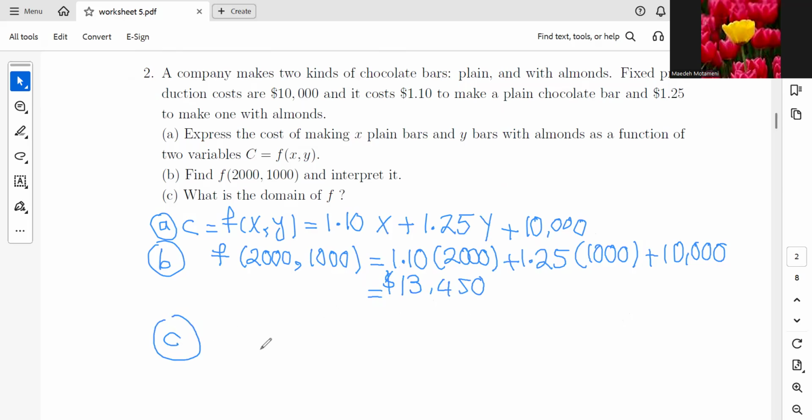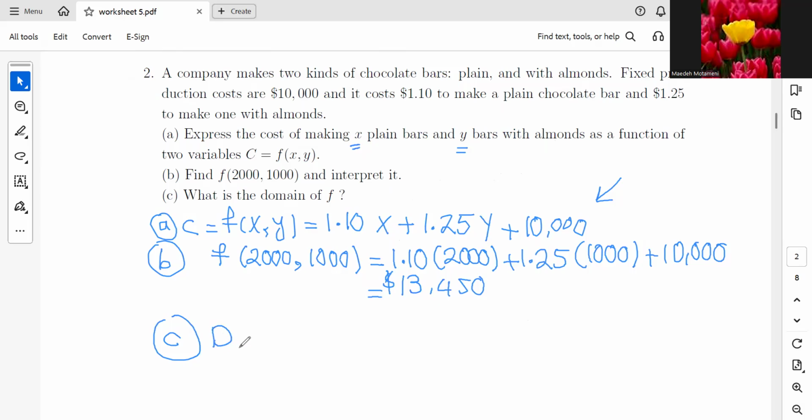For part C, what is the domain of f? So f is this one. It is a polynomial and it doesn't have any restriction regarding being polynomial and domain of that. But the point is x is representing the number of plain bars, and y is representing the number of almond bars. So the number of those bars cannot be negative.